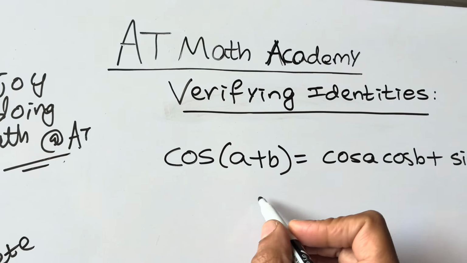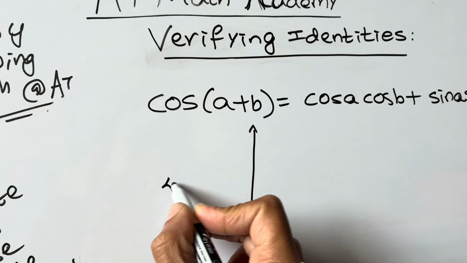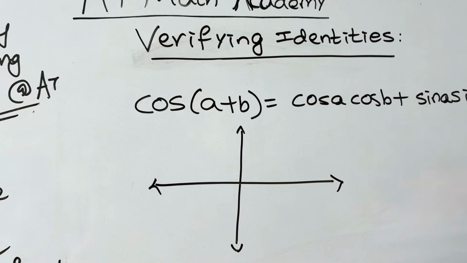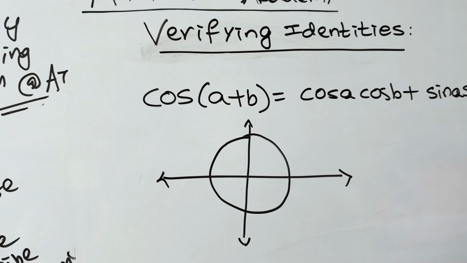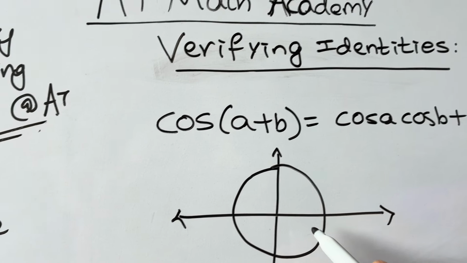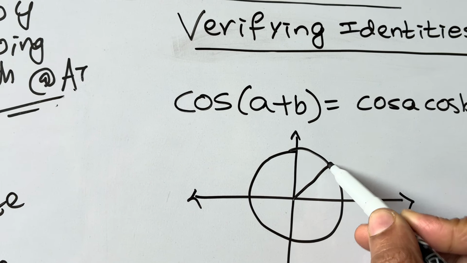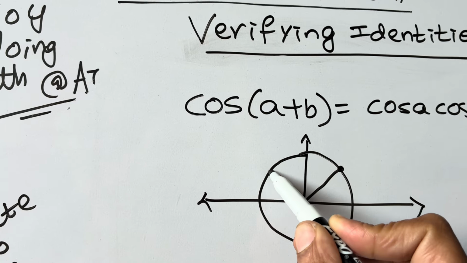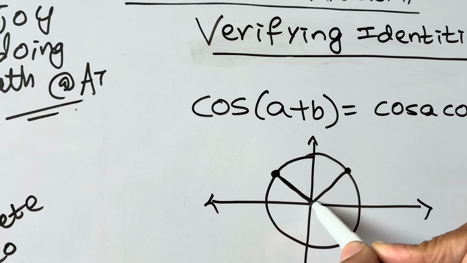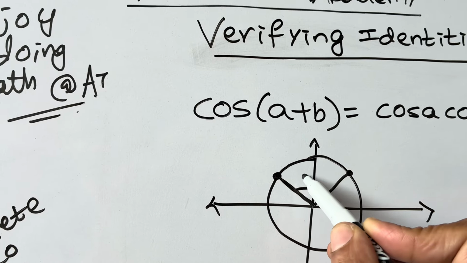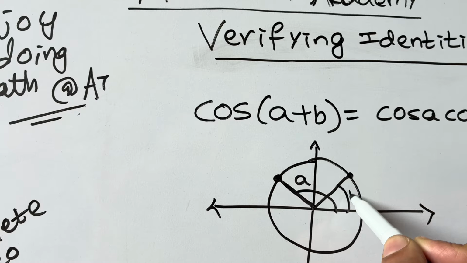So let's take the circle on the coordinate axis. Imagine this is a coordinate axis and here is a unit circle. I'm going to draw two rays. This is one of the rays and this is the other ray, and this ray here is making an angle A, and let's say the second ray is making an angle of B.